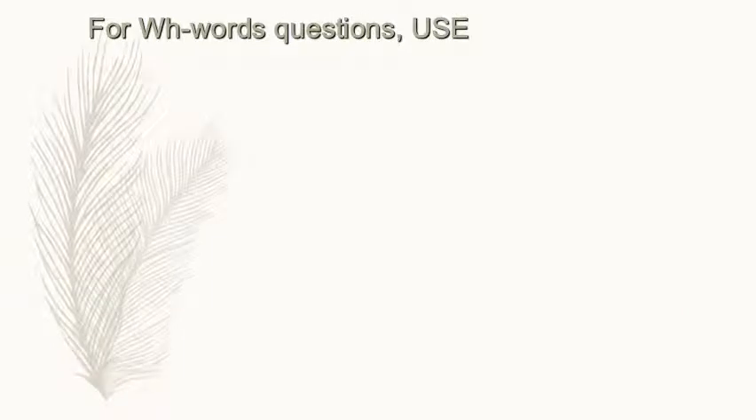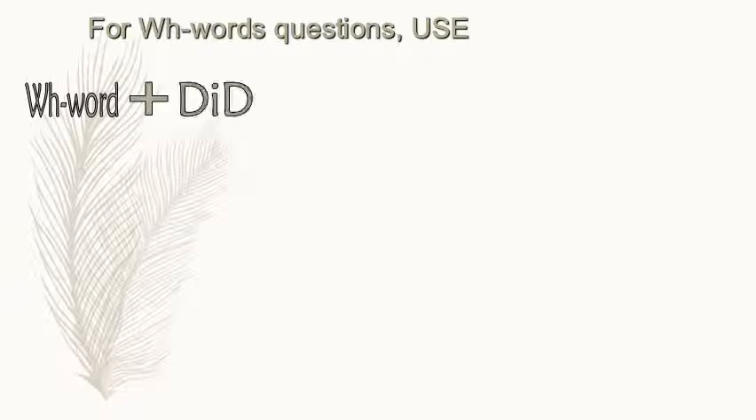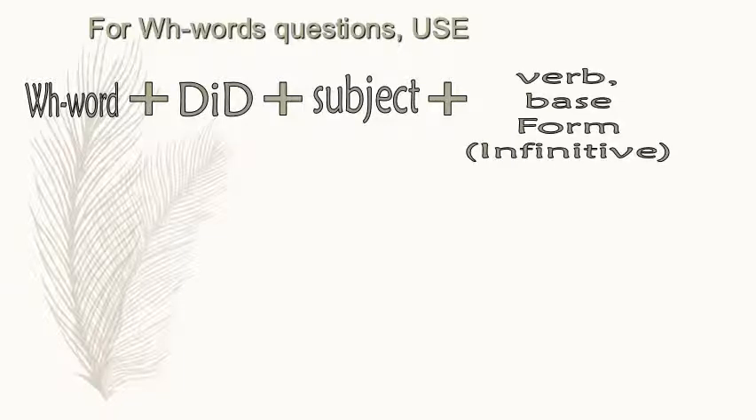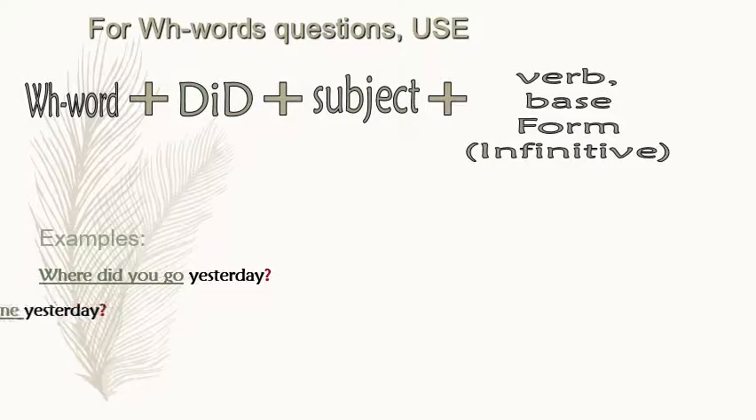Now for WH words questions. What if I have WH word at the beginning of the question, like what, where, when, why, who? Okay, what must I do? Simply, it's easy. I start with the WH word, then I add did. Okay, I cannot form a negative sentence or a question without did. Then the subject, then the verb in its base form, and if I have a rest of the sentence, I add it. Examples: where did you go yesterday? When did you come yesterday?